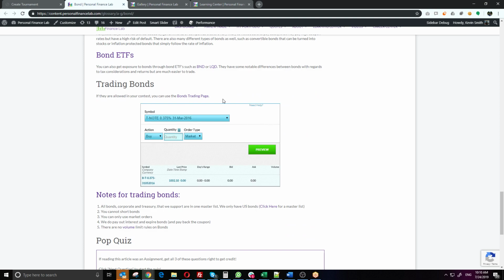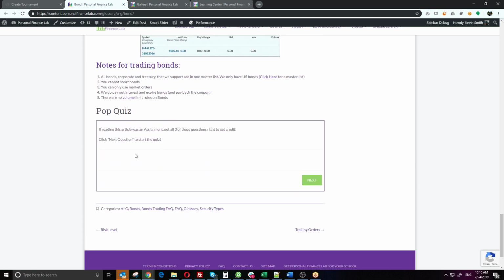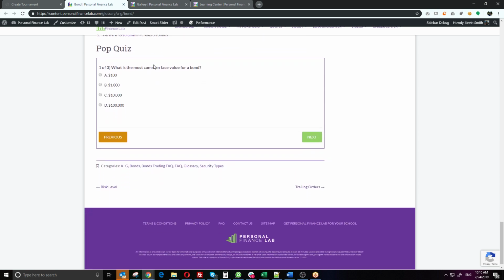If it's talking about a security type, we'll show how the trading works in the system, and then each one ends with an assessment. So these are all pop quizzes. They're between 3 and 5 questions. They're all multiple choice, and students need to take this quiz to get credit for having read the article.